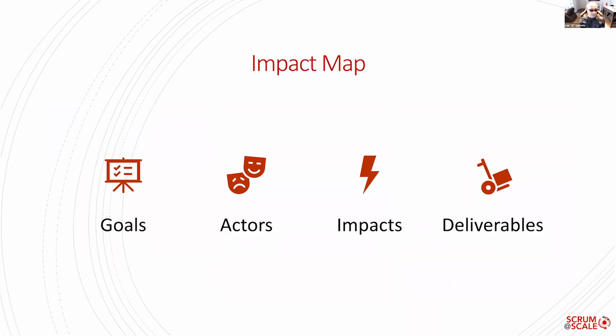So impact maps are based on 4 things. What goals you have, who are the actors, what are the impacts, and what are the deliverables. So every goal maps to an actor or actors, which maps to an impact or impacts, and it maps to a bunch of deliverables. And those deliverables will eventually lead to a backlog. So ideally, you cannot have backlog items that don't map to a goal. So impact map helps you have traceability from your backlog to what business goal you're trying to accomplish.